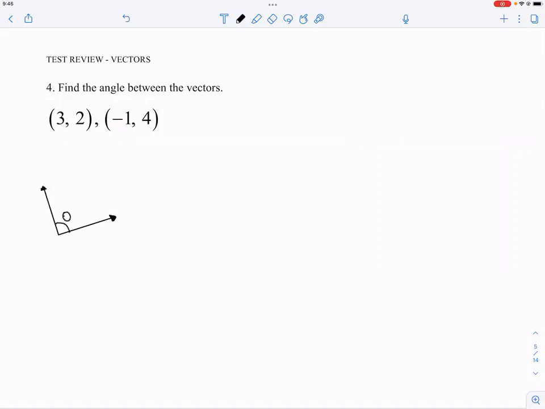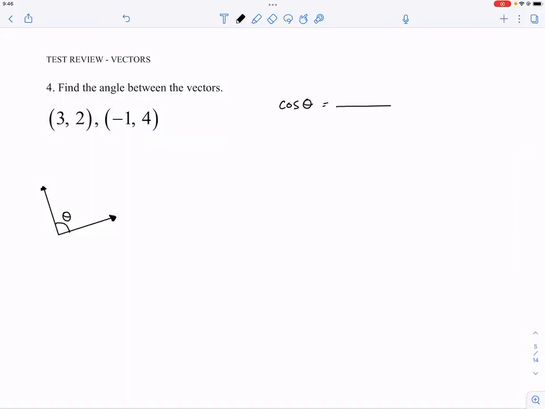So this is the angle we're looking for here. It looks like a right angle, not sure, but it should be around that number. Close to 90, I would guess, maybe 80 something. So what we do is first write down the equation.